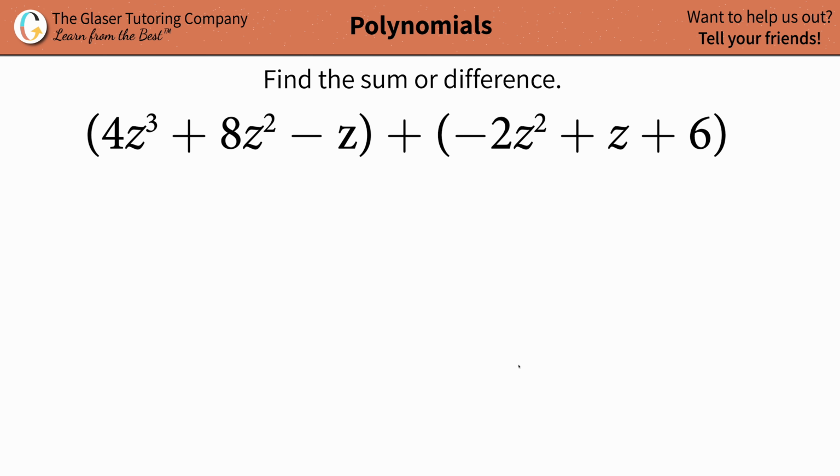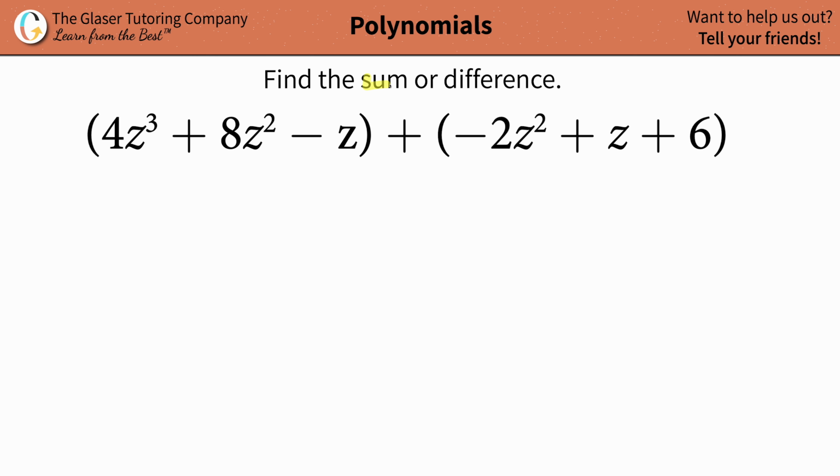Hi there, Christina here, and today we're going to find the sum or the difference of this huge polynomial question. I love it. All right, this is going to be fun. So we have 4z cubed plus 8z squared minus z, and that's all plus negative 2z squared plus z plus 6. And let's now find the sum or the difference.